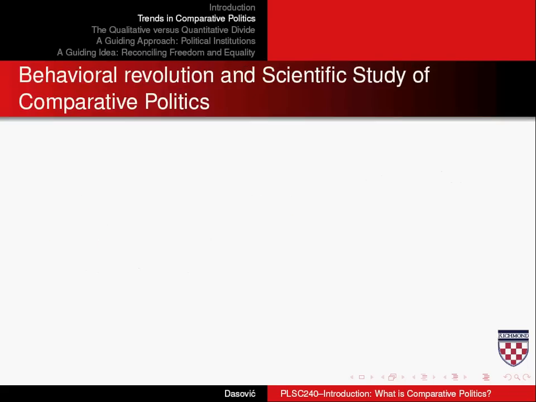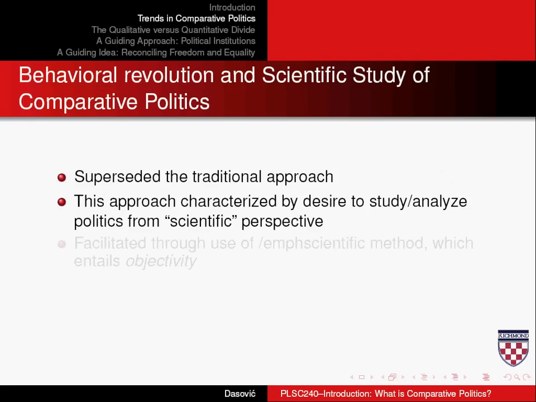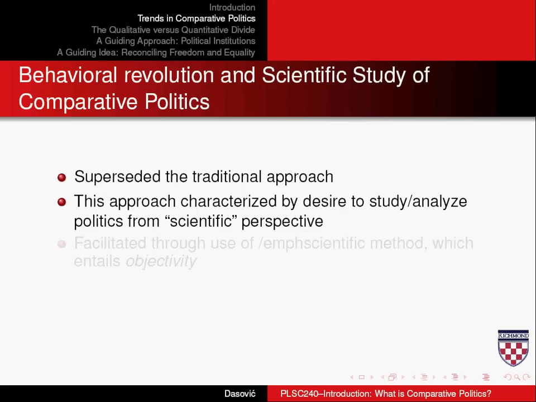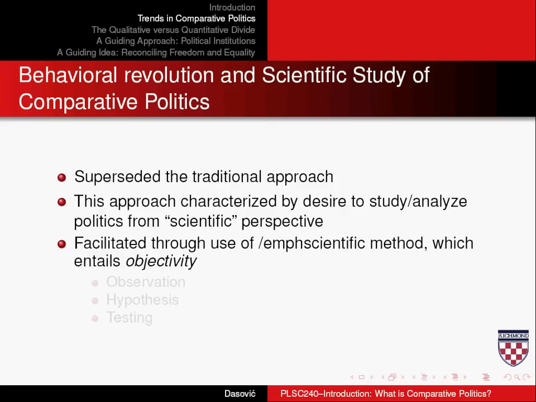So traditional approach, we talked about this before. Behavioral approach, once again, the behavioral approach was dictated by the idea that we could use science to analyze politics. Okay, the idea being that using something called the scientific method, which entails objectivity, the scientific method essentially comes down to observation, hypothesis, and testing. And so I'll show you what all those mean later.